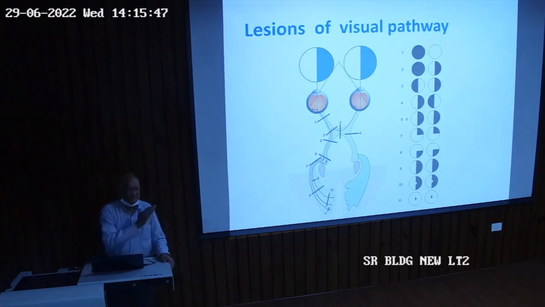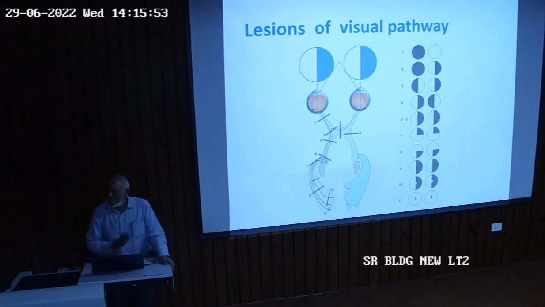Where is the lesion? Suppose the lesion is in the optic nerve, or the chiasma, the lateral side or the medial side. What are the visual field defects of this one? First of all, you see lesion number 1. See carefully the diagram. Here is one eye, and here is another eye.